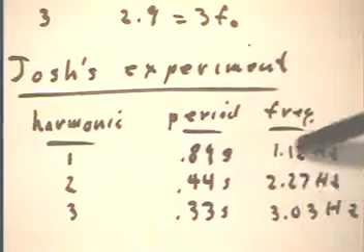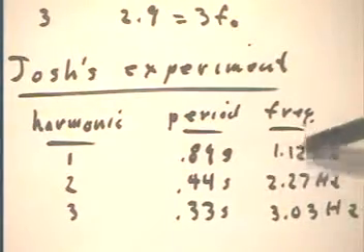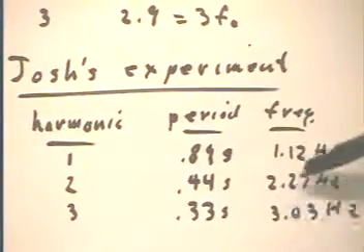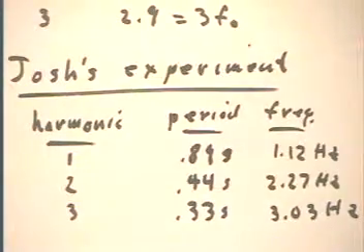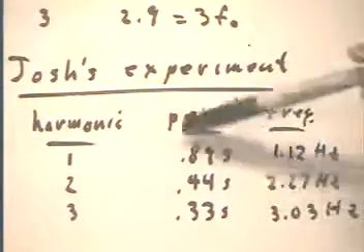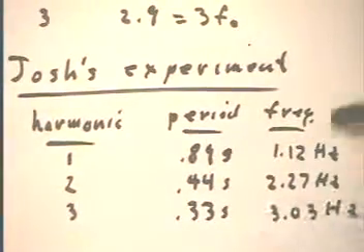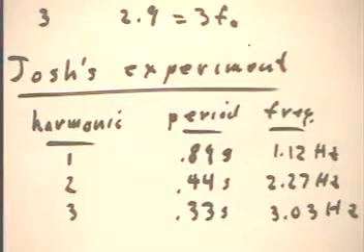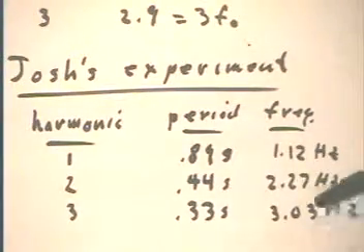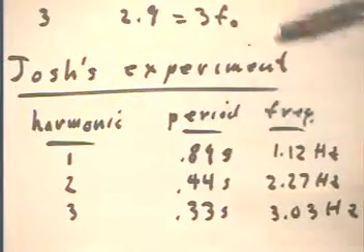This is about twice this. This is about 3 times this. It's actually a little less than 3 times, but it's a little hard to observe exactly where these things occur. This is fairly good confirmation, again within 10% or so, that the frequencies are in that 1 to 2 to 3 ratio.